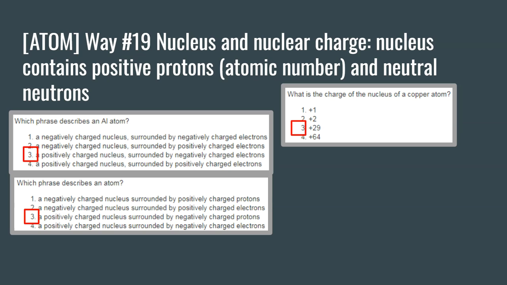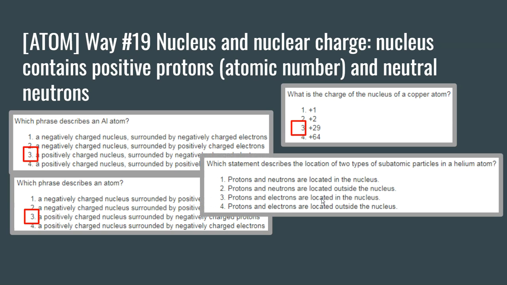Okay, when you look up the copper atom, it has an atomic number of 29. 29 is equal to how many protons it has. So the charge of the nucleus should be plus 29 because it has 29 positive protons. Which statement describes the location of two types of subatomic particles in the helium atom?